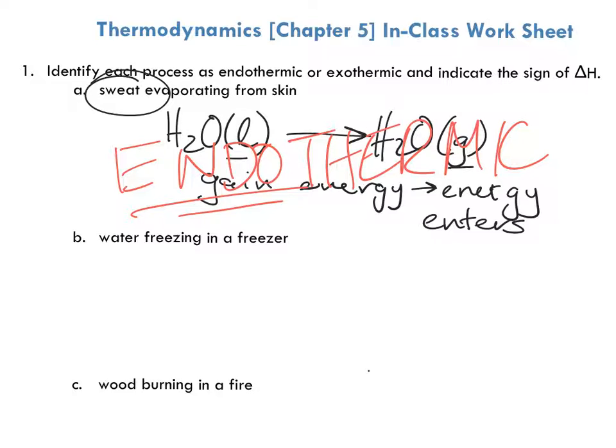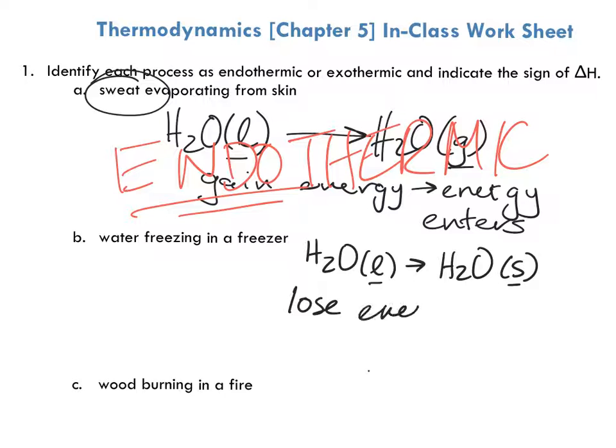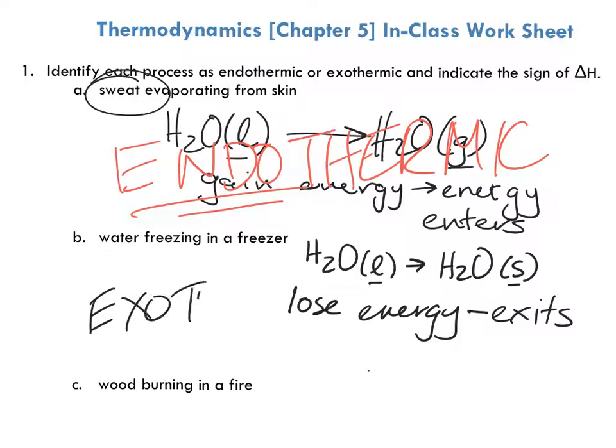Again, we want to think about the process that's actually happening here. So water starts as a liquid and goes to a solid. Liquids have more energy and more motion. Solids have less energy and less motion. So in order to go from a liquid to a solid, we have to lose energy. That means that it exits. Energy exits the water. That makes this an exothermic process.